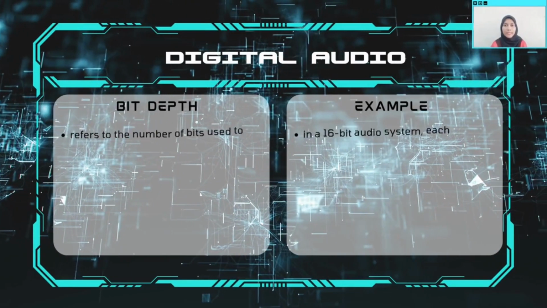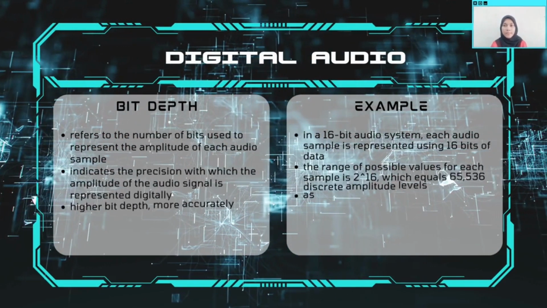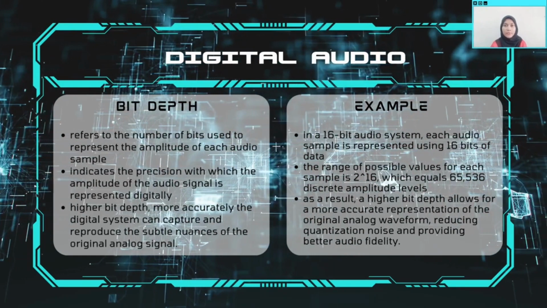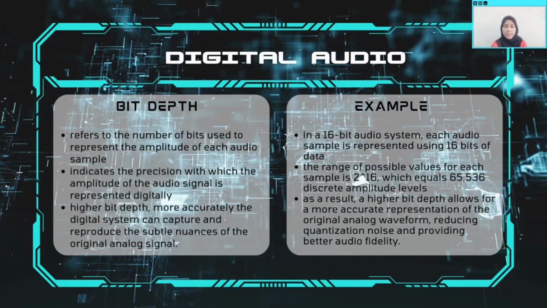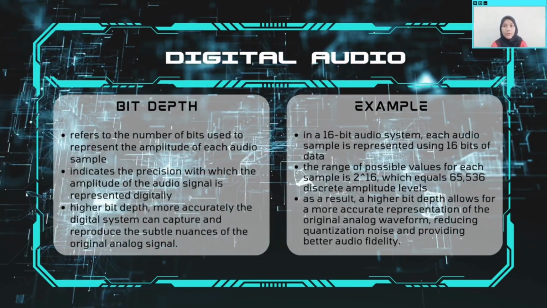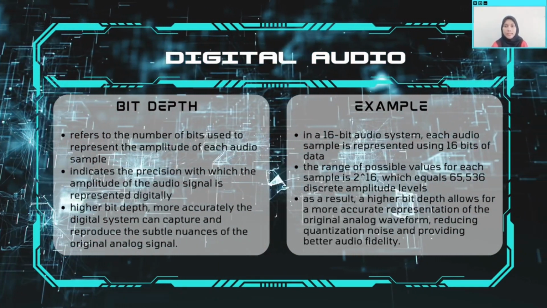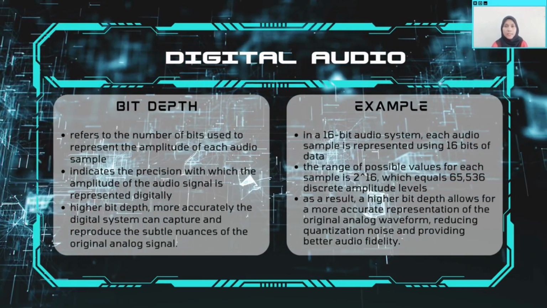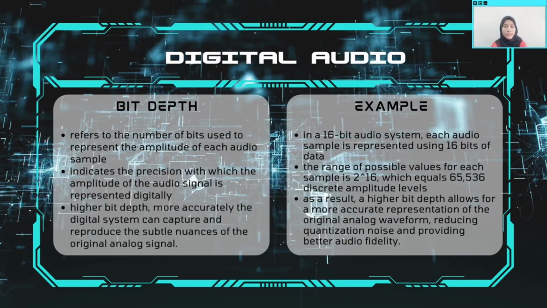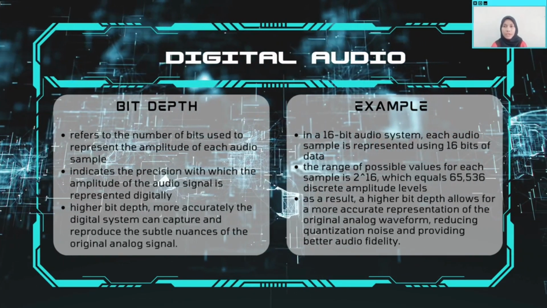Talking about digital audio, there is bit depth. Bit depth refers to the number of bits of information in each sample. It indicates the precision with which the amplitude of the audio signal is represented digitally. If the bit depth is higher, the digital system can capture and reproduce the original analog signal more accurately.